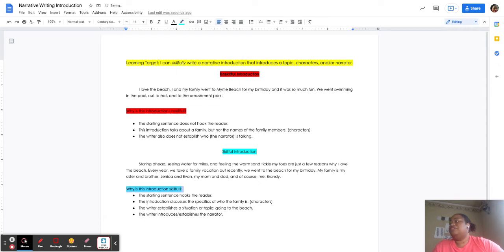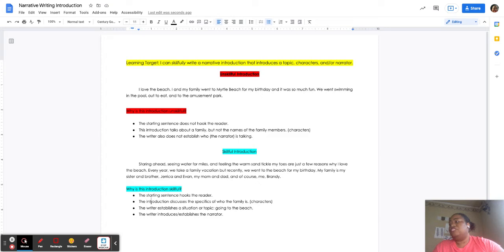Highlight this blue so you can see it. The starting sentence hooks the reader. Same topic, different introduction. It explains why the writer loves the beach. It talks about how they can see water for miles, how they like the warm sand that tickles their toes. It explains skillfully why they love the beach. They just didn't tell me that they love the beach.